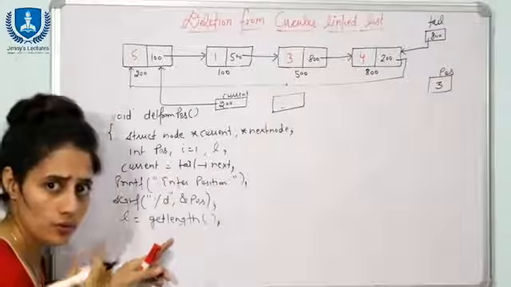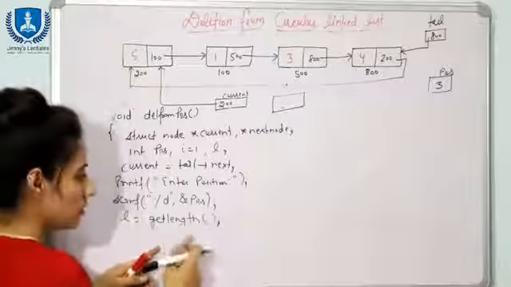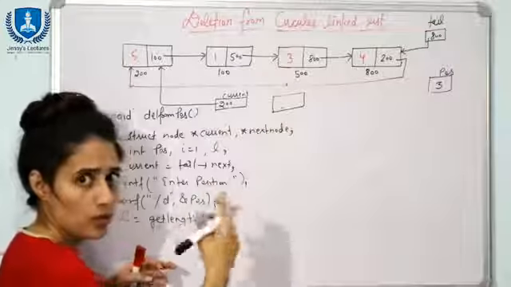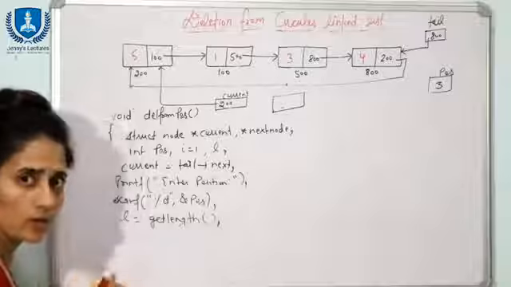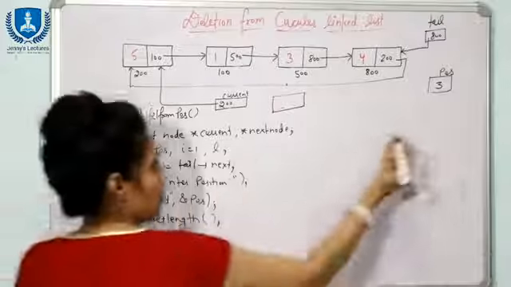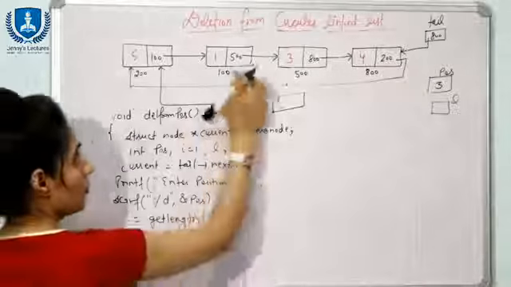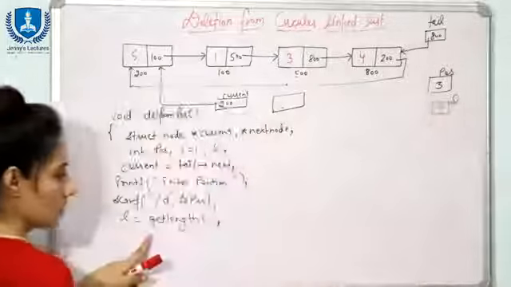And if you want me to make another video on this get length function, or how to count these nodes, how to calculate the length of the linked list, then you can write to me in the comment box. So now in L, what would get length return? 1, 2, 3 and 4. The length is 4, right?